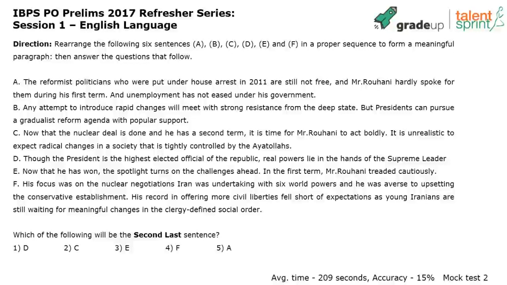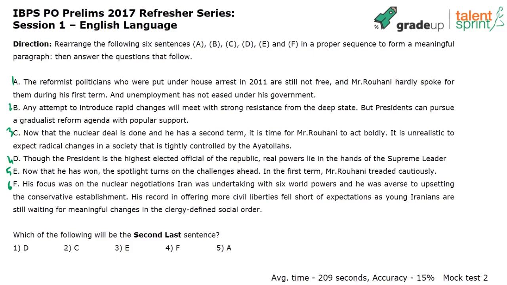Okay, the next context that we have is a jumble sentence. Now, look at the average time taken for this, 209 seconds. Accuracy is only 15%. The word order is fine in the context. Now, let's look at this. So, we have A, B, C, D, E, F. 6 sentences. As usual, we'll have to figure out the context.